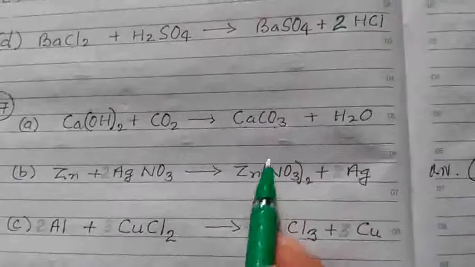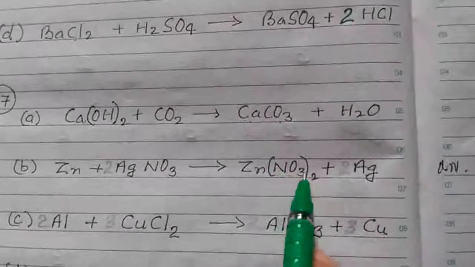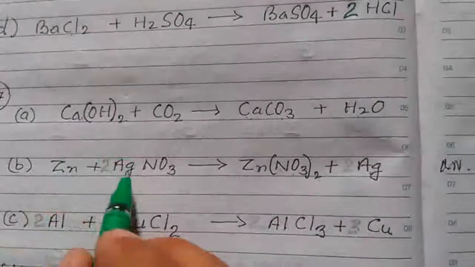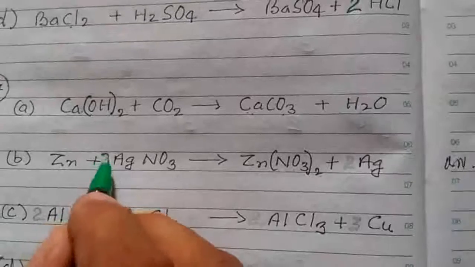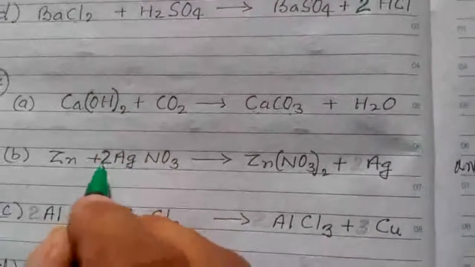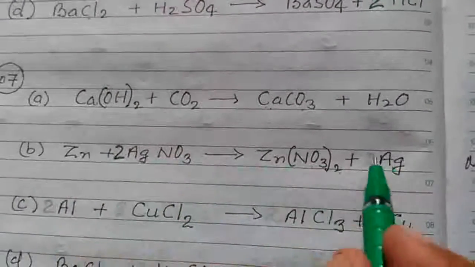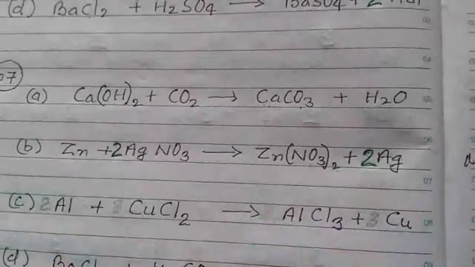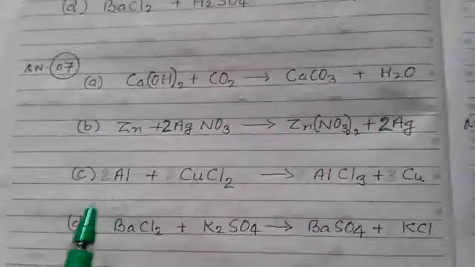So now try to balance it. When we write, we see here nitrate is 2 in number, and here nitrate is 2 in number. So we write here 2 molecules of silver nitrate. As we write 2 molecules of silver nitrate, we write here 2 atoms of silver. So in this way it will balance. Okay. Next, C.